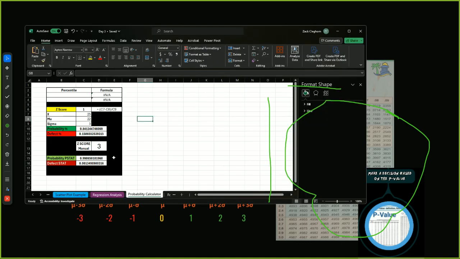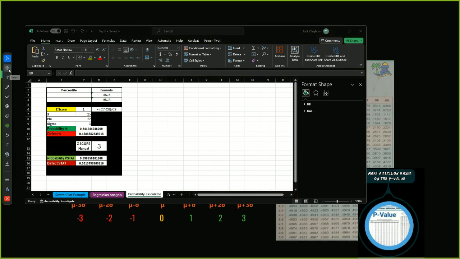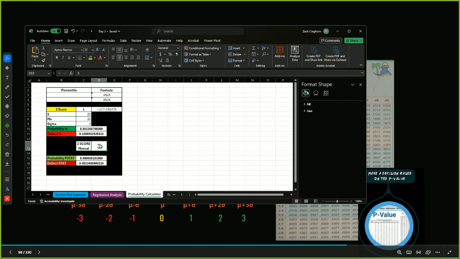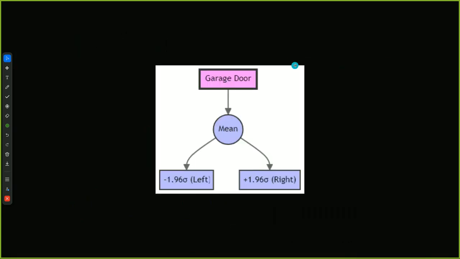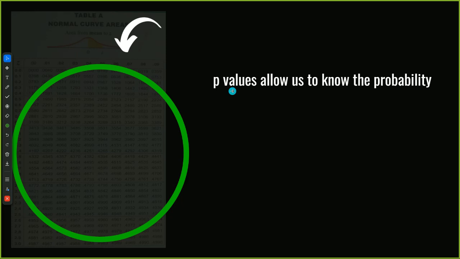In this Excel sheet and your probability of it, let me delete this. As you're looking at this, I have your Z-score calculator and what it will equal. And you can reverse look this up and fact check as you're building this calculator. Overall, the p-value lets us know the probability of hitting our mark.